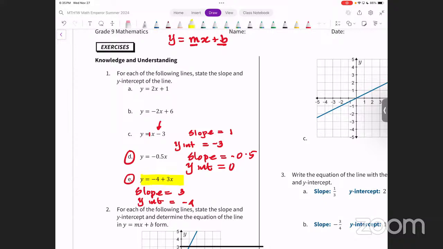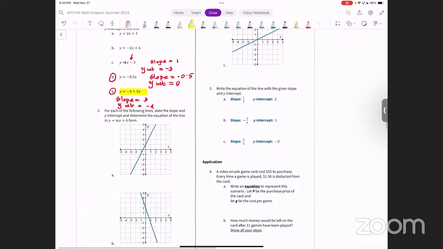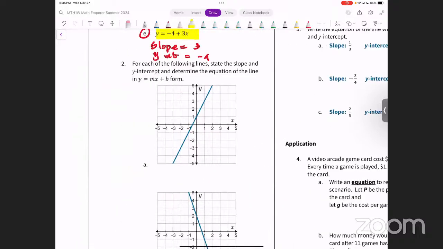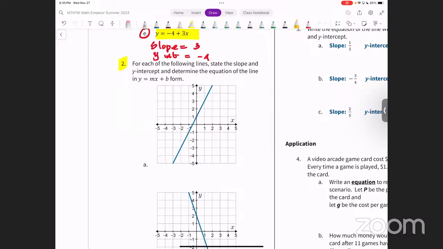All right, we're going to move on. Now, guys, what we have done is simply get it directly from the equation. Now we're going to find that from the graph. So going back to Nishal, question number 2. What is the slope and what is the y-intercept?